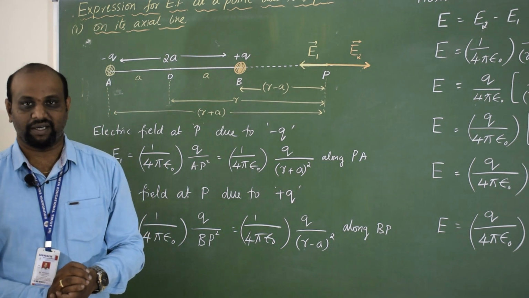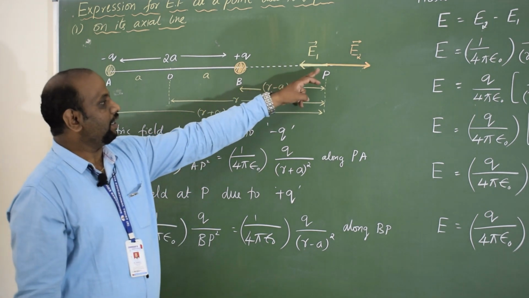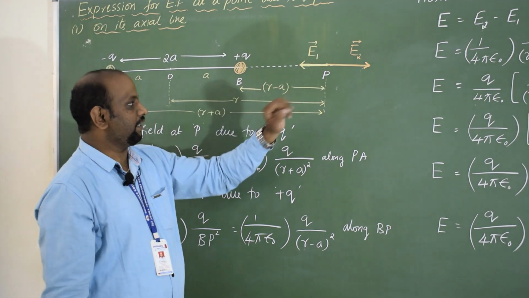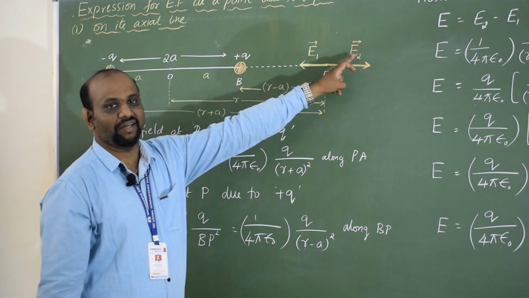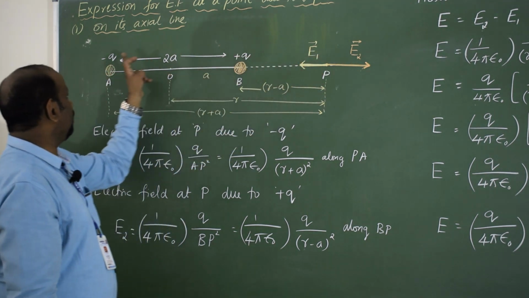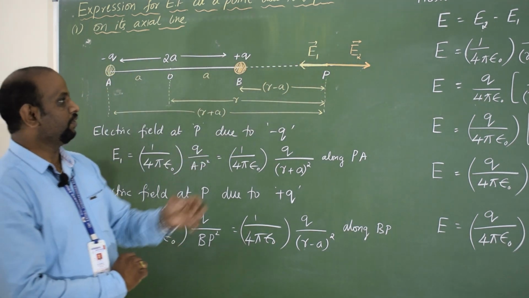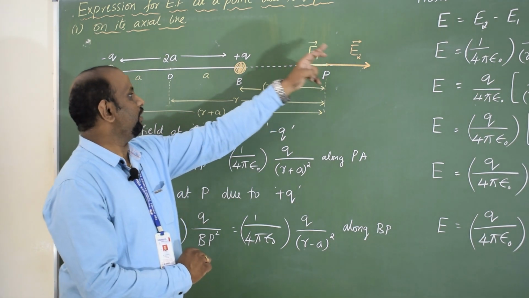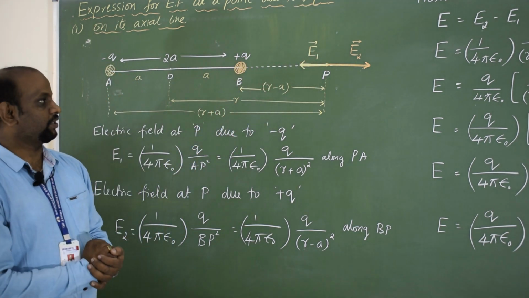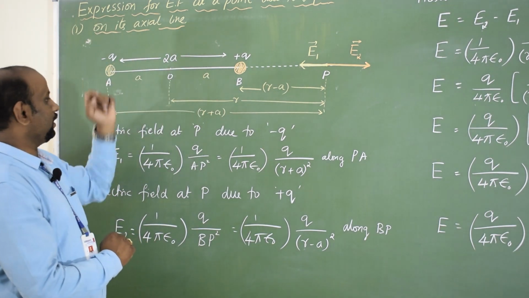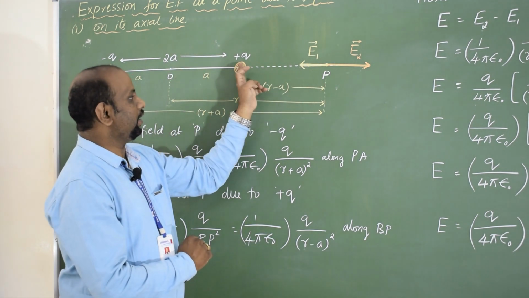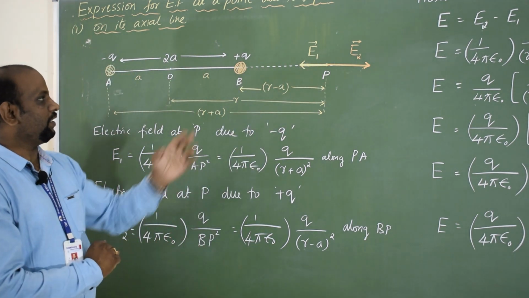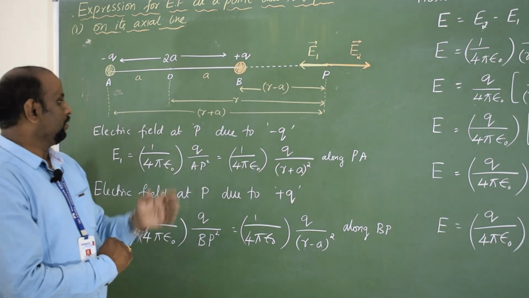divided by R square. From this diagram, it's clear that there are two electric fields acting at the point. One is E1 and the other one is E2. E1 is due to the negative charge minus Q, and E2 is the electric field due to the positive charge plus Q. E1 is acting towards the negative charge, E2 is acting away from the positive charge.